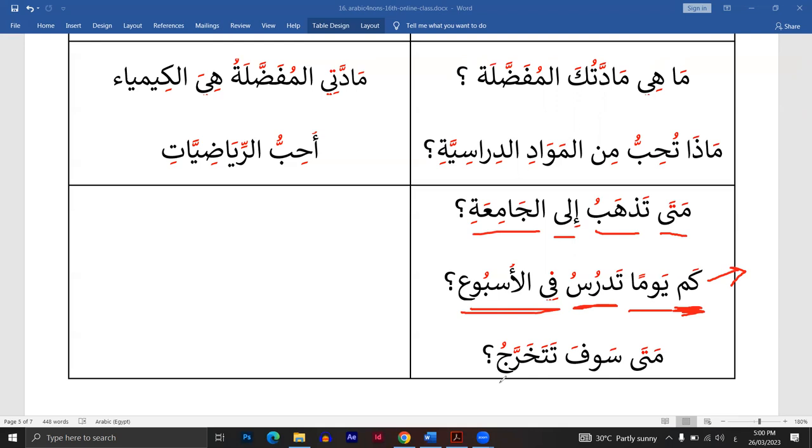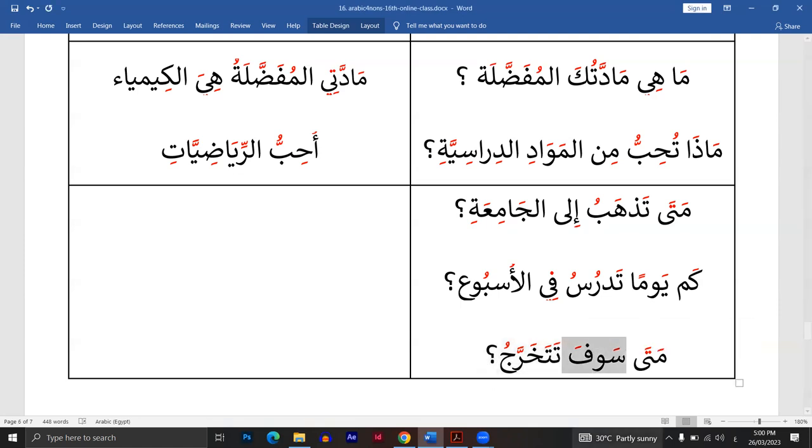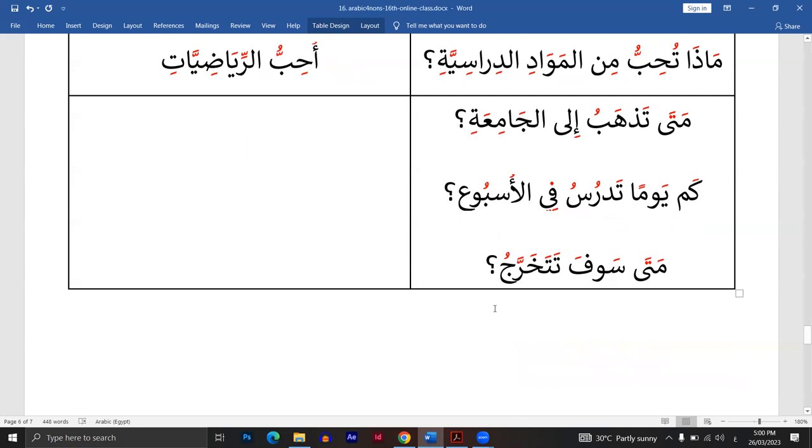Or I can ask, for example, about graduation. Mata sawfa tatakharraj? Yatakharraj means to graduate. When will you graduate? This is a translation. We can use a simpler way. Instead of using sawfa, which means will, we can replace it with the prefix sa. Mata satatakharraj? When will you graduate? Both of them are the same. So here we have sa and sawfa. Both of them mean will.